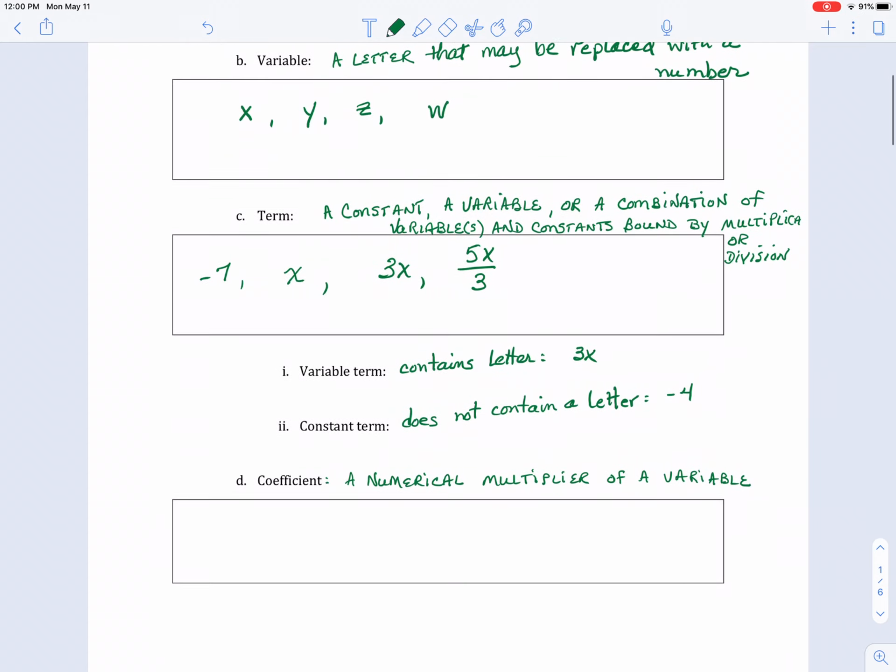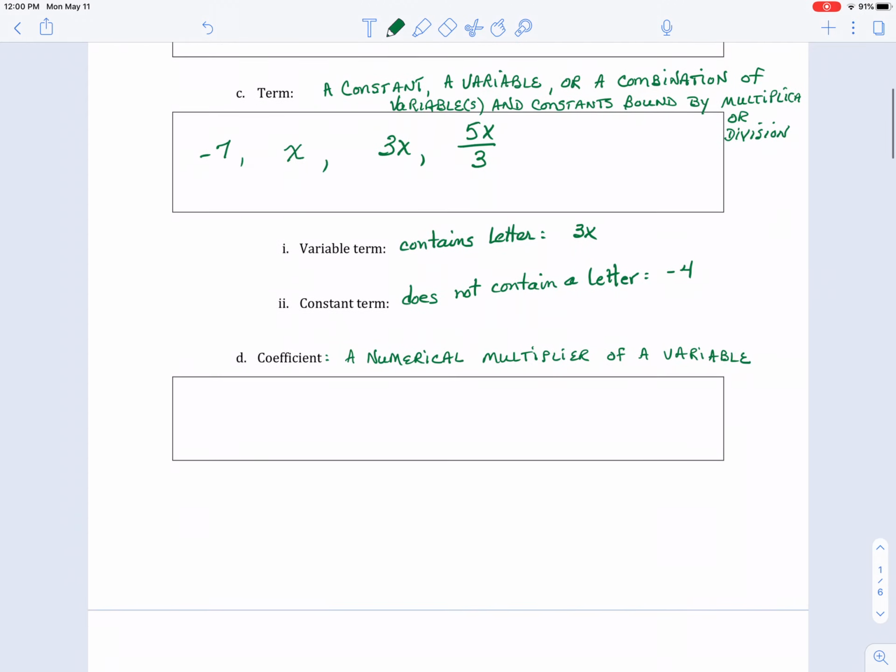So a variable term is, of course, a term that contains some letter, and the example there is 3x. A constant term is a term that does not contain a letter, an example there is -4. And another important definition is the word coefficient. A coefficient is a numerical multiplier of a variable.